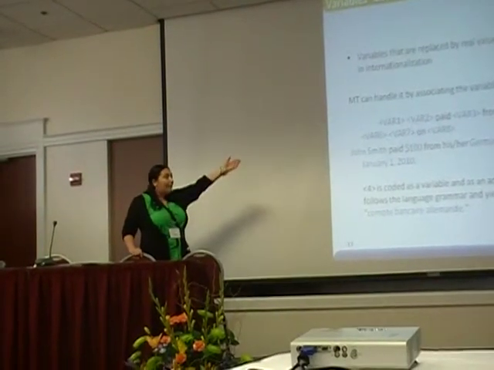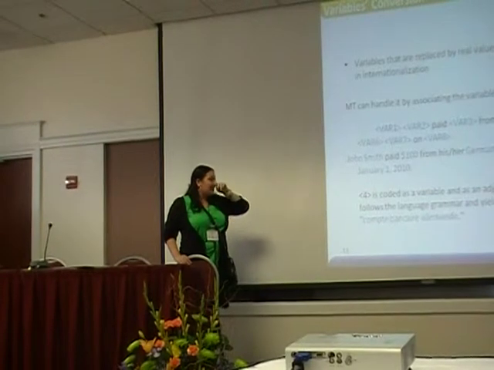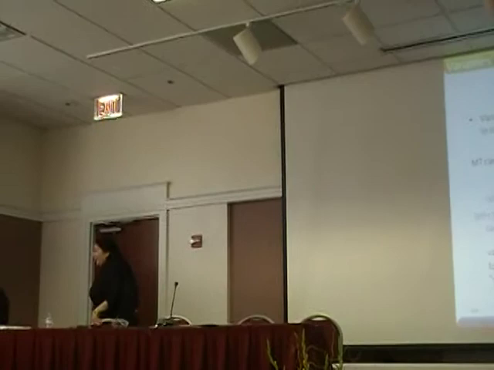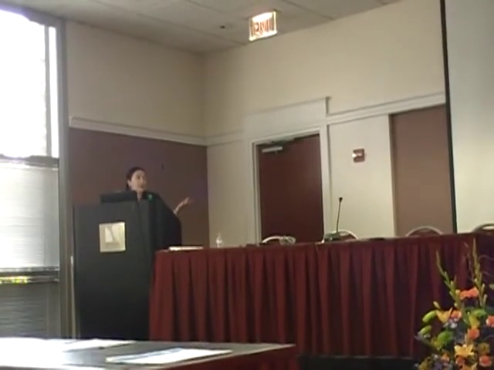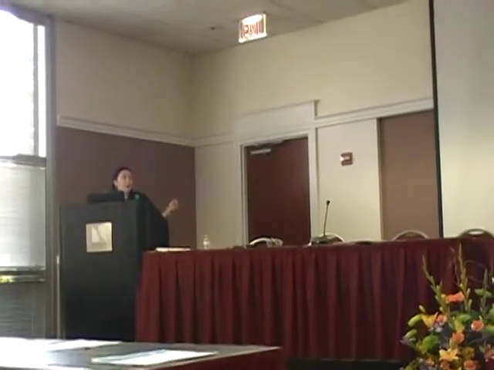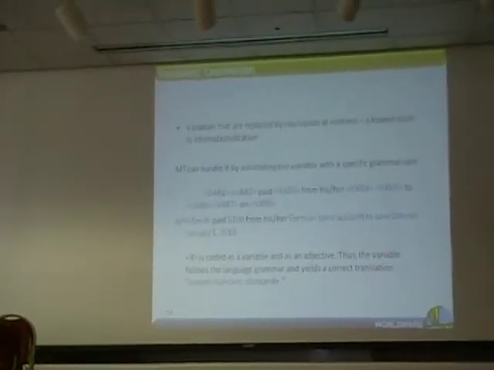We have John Smith paid $100 from his German bank account to Jane Doe on January 1st, 2010. It's perfect, but unfortunately, this is what the translator sees, and this is what the machine translation engine sees. So we've done quite a bit of work to convert it, and besides all those variables, since you can't see what they are, how do you know whether it's his or her? How do you know the gender of an adjective if all you see are those variables?